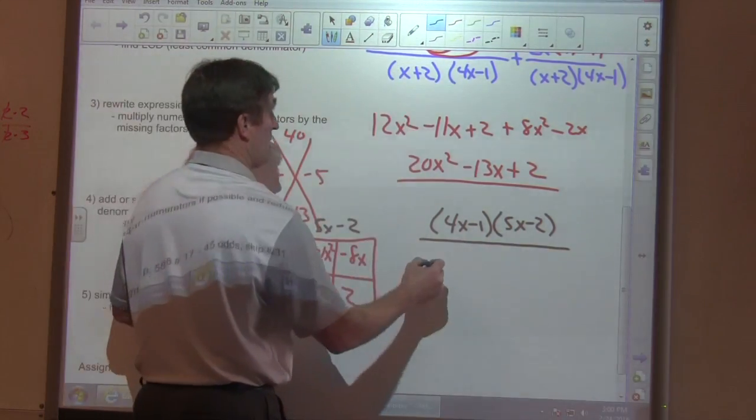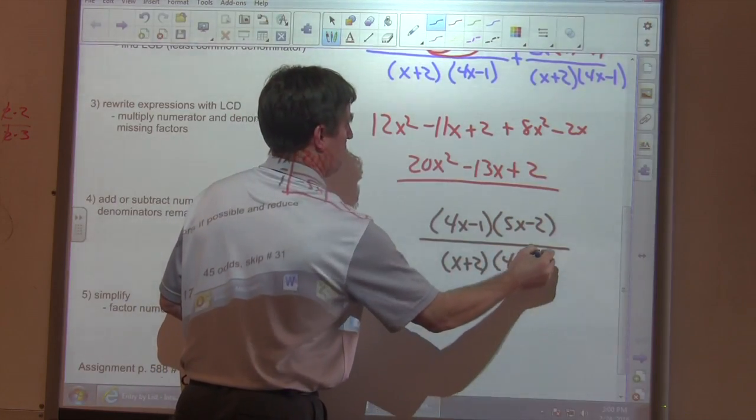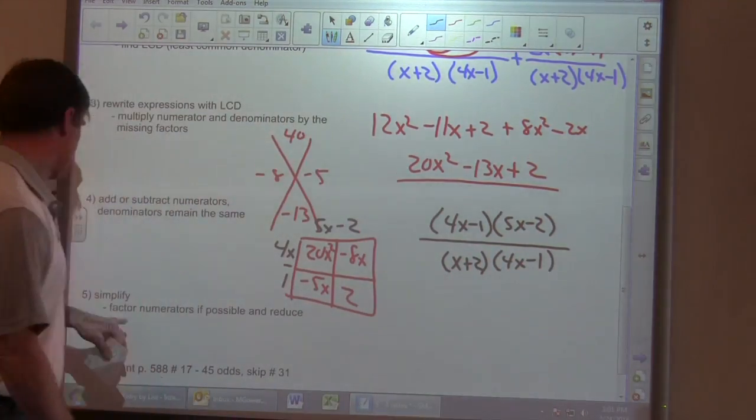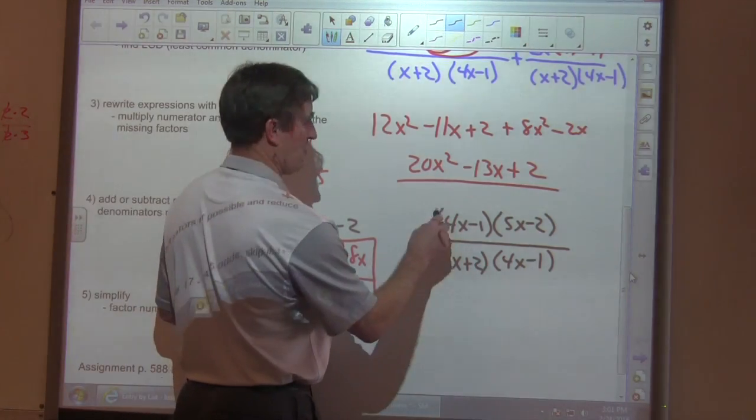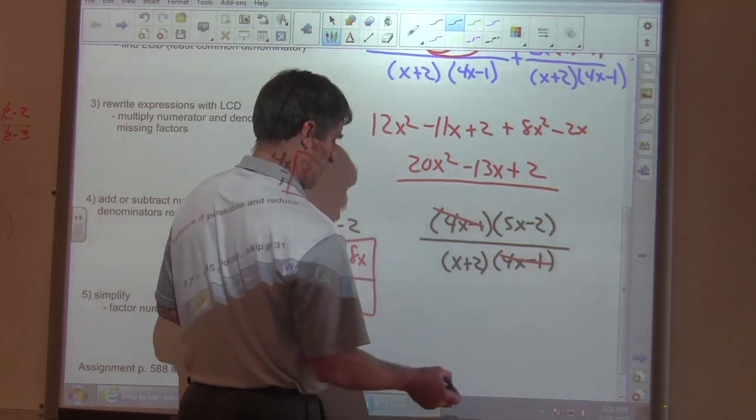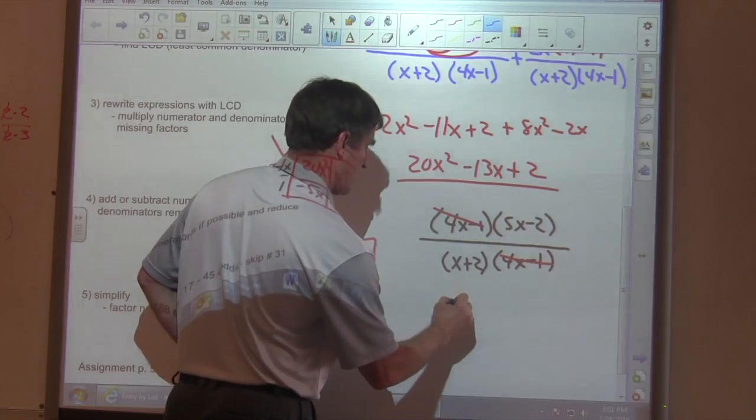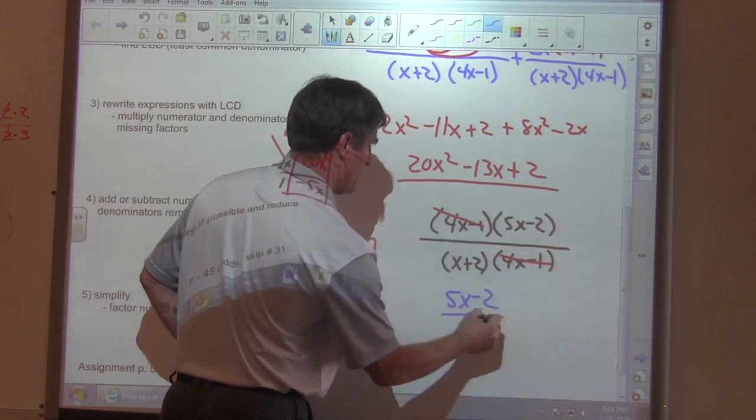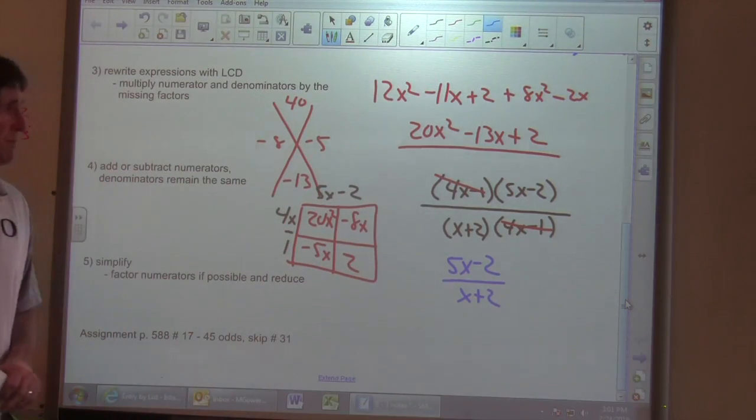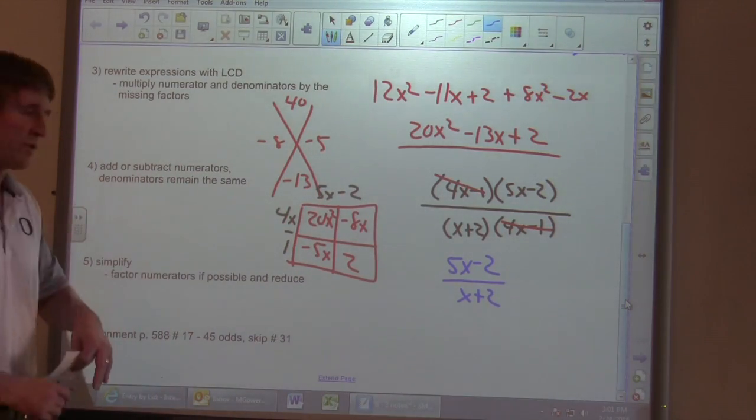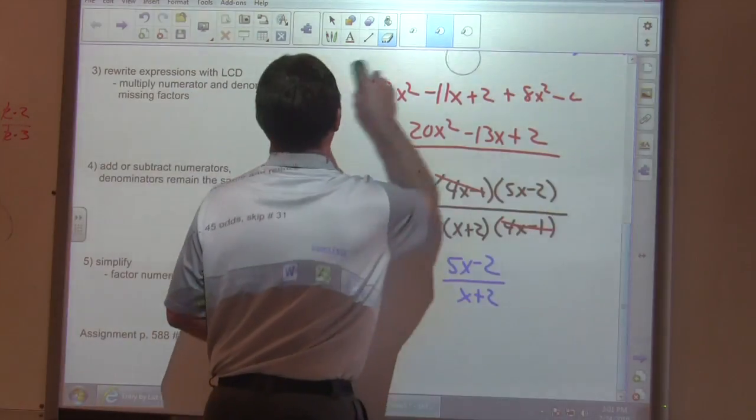Now I'll put that denominator back in there, x plus 2 and 4x minus 1. And so the last thing we do is factor and reduce if possible. And so in this case, we have a 4x minus 1 on the top and bottom. So we end up with 5x minus 2 divided by x plus 2 for our final answer. So again, if you go through step by step, it just takes you through the problem. So let's try another one.